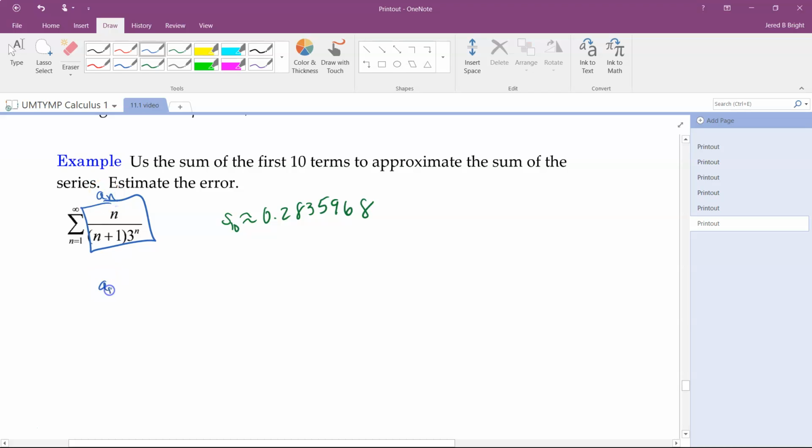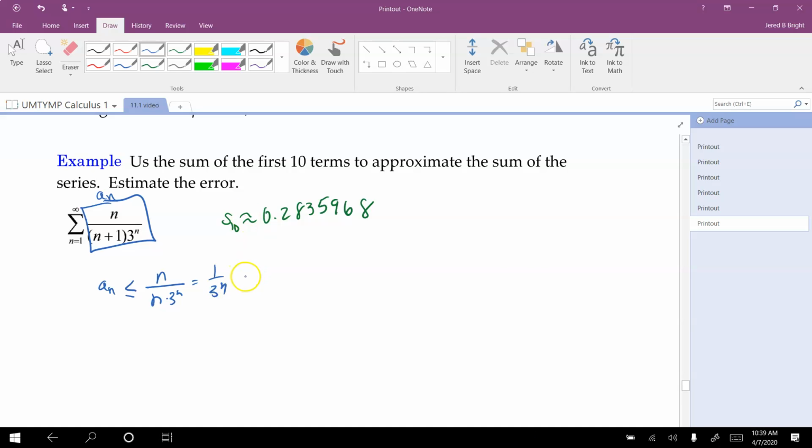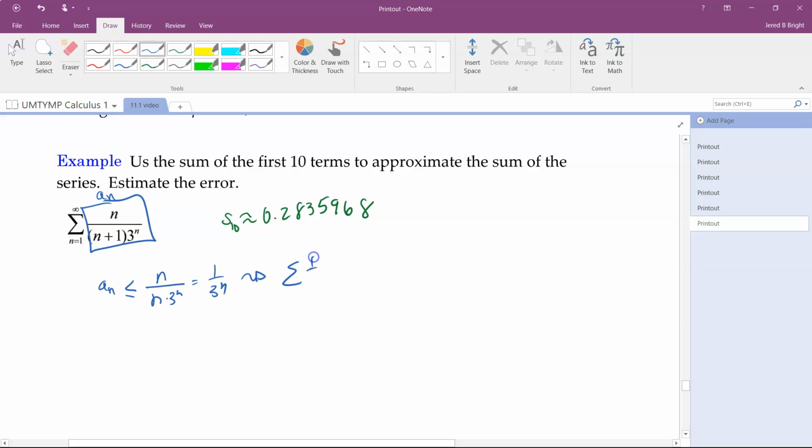Now if we look at this sequence as a whole, we're going to call it An. We're thinking An is going to be convergent, so this is less than or equal to, if we get rid of the 1 in the denominator, that makes the whole denominator smaller, which results in us dividing by a larger number, so the whole value gets larger. So this is less than or equal to n over n times 3 to the n, which is the same as 1 over 3 to the n. And that converges by geometric series.